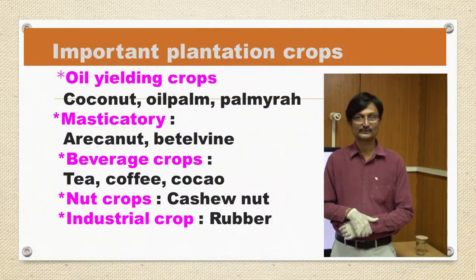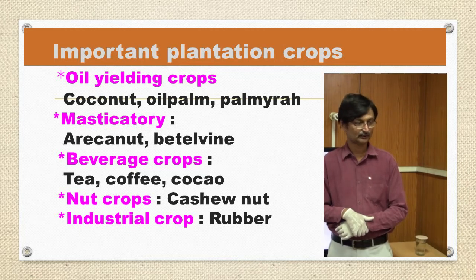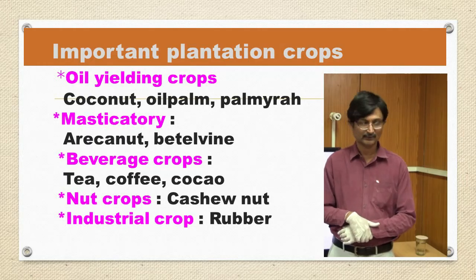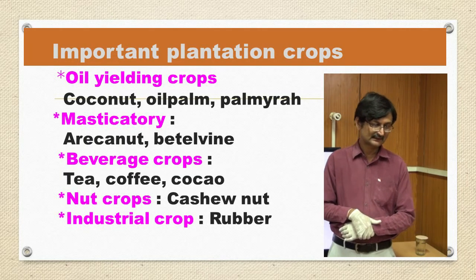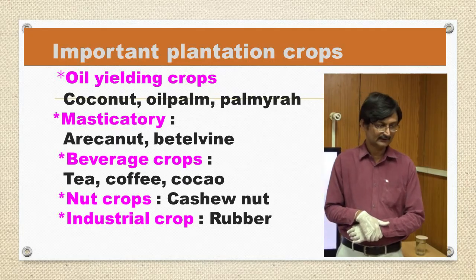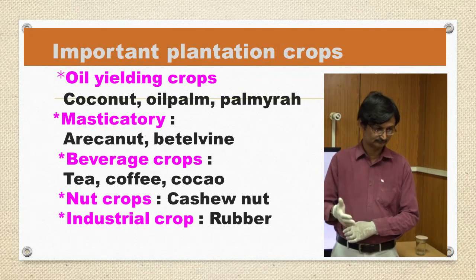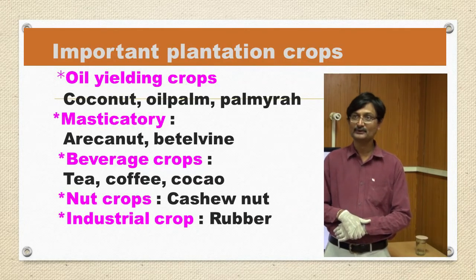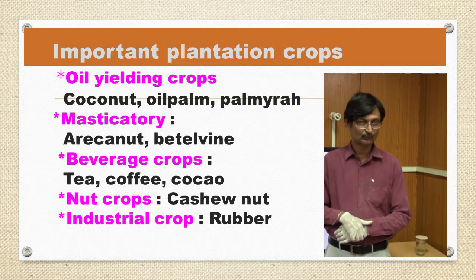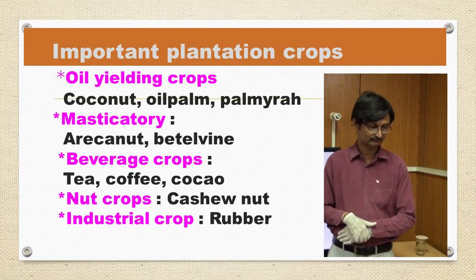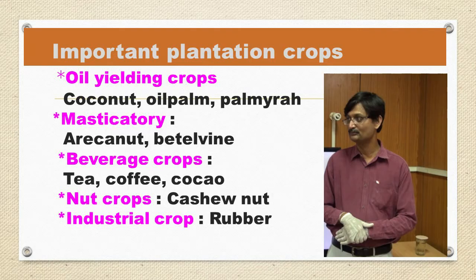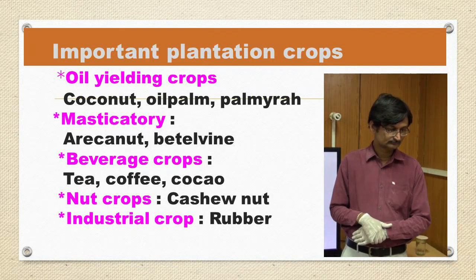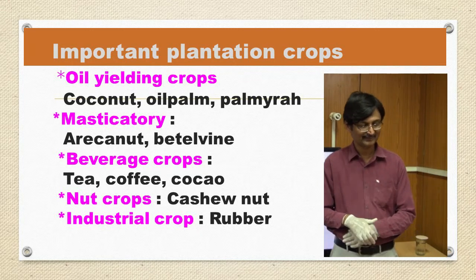Important plantation crops. These are the important plantation crops. Oil yielding crops: coconut, oil palm, palmyra palm. Masticatory: areca nut, betel vine. Beverage crops: tea, coffee, cocoa, by which chocolate is prepared. Nut crops: cashew nut, and industrial crops.